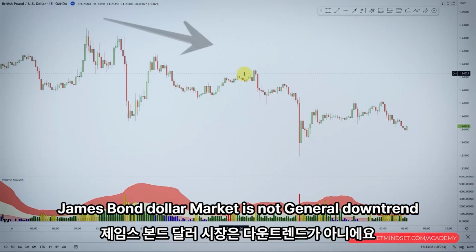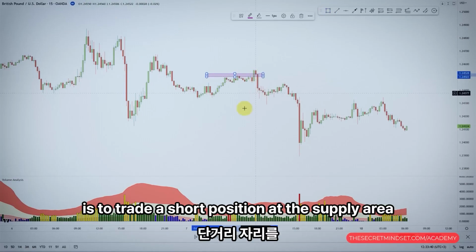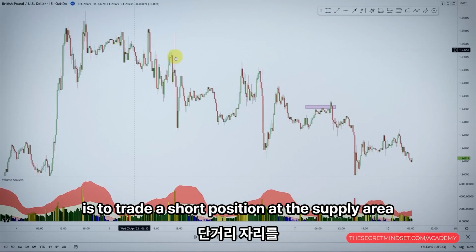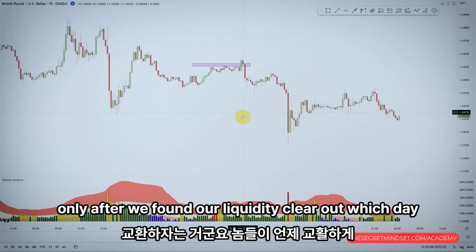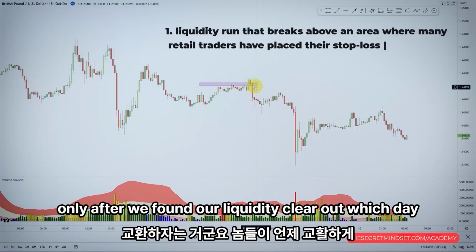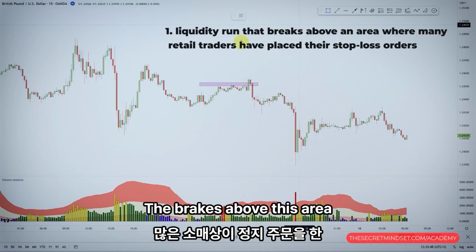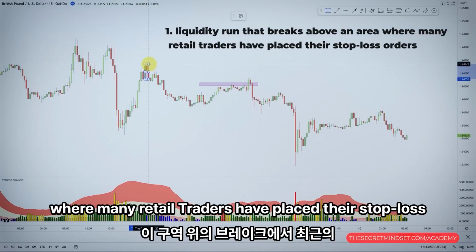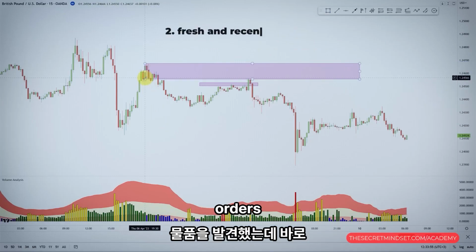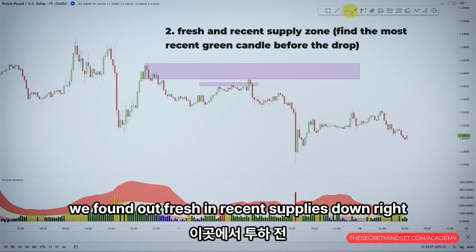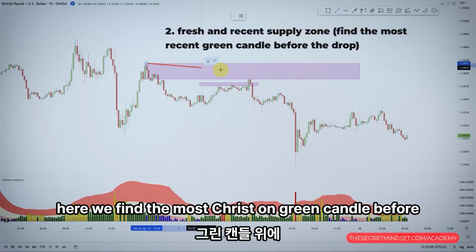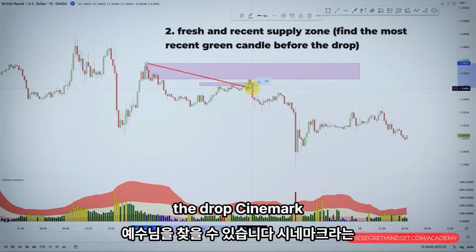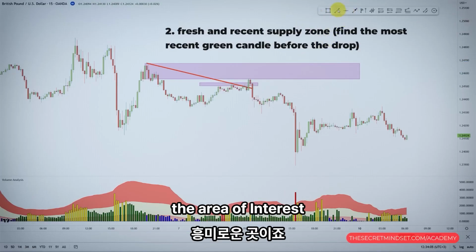Here's an example. Market is in a general downtrend, so the plan is to trade a short position at the supply area only after we found a liquidity clearout. We see this liquidity run that breaks above this area where many retail traders have placed their stop-loss orders. We found a fresh and recent supply zone right here. We find the most recent green candle before the drop and mark the area of interest.